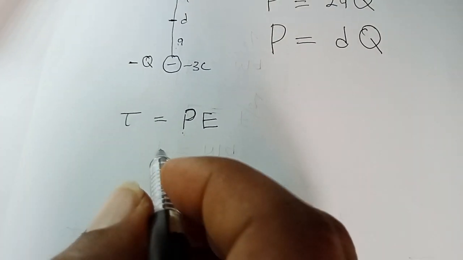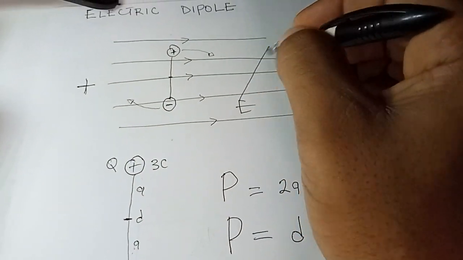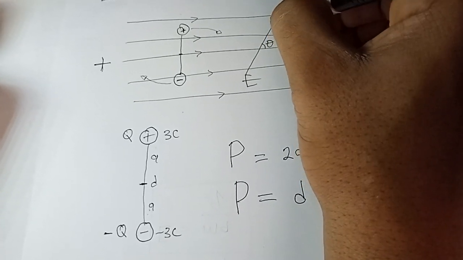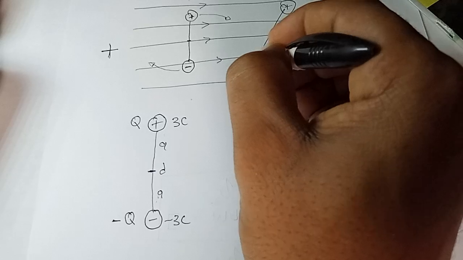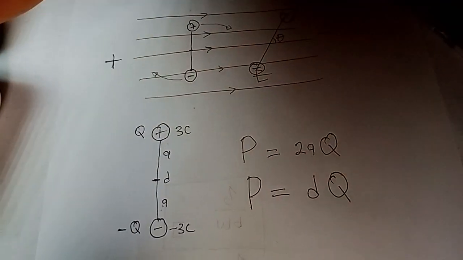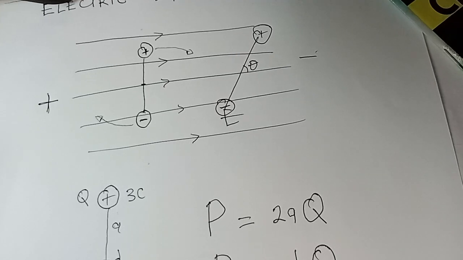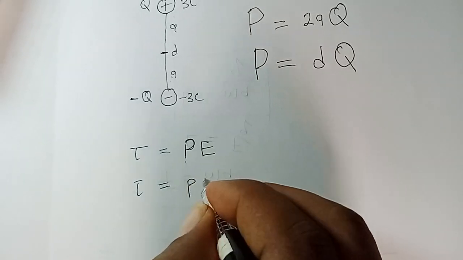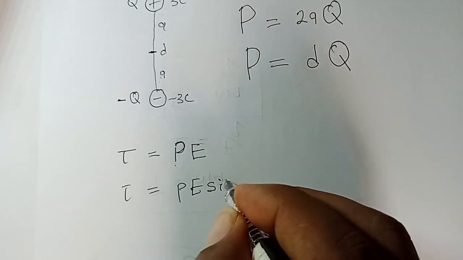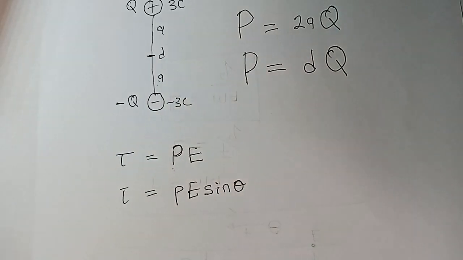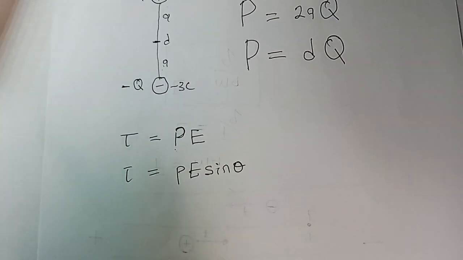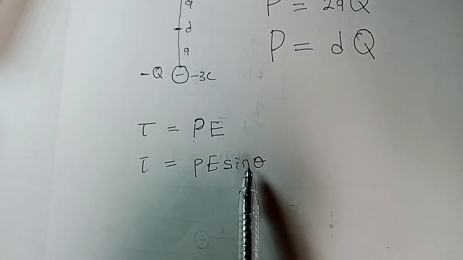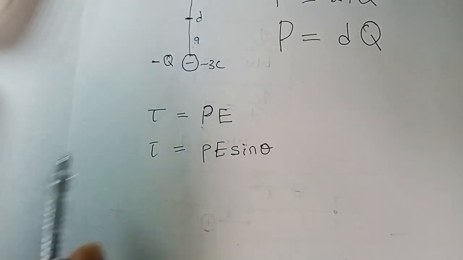But when this dipole is at an angle theta, you don't get maximum torque. So the formula is written this way: torque is equal to P E sine theta. Whenever they ask you an equation relating torque, if it involves an angle, you use this formula. If it doesn't, you use the previous one.